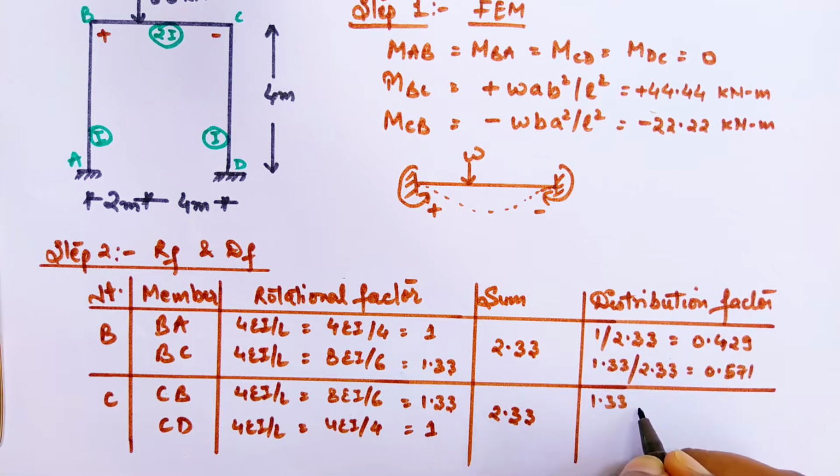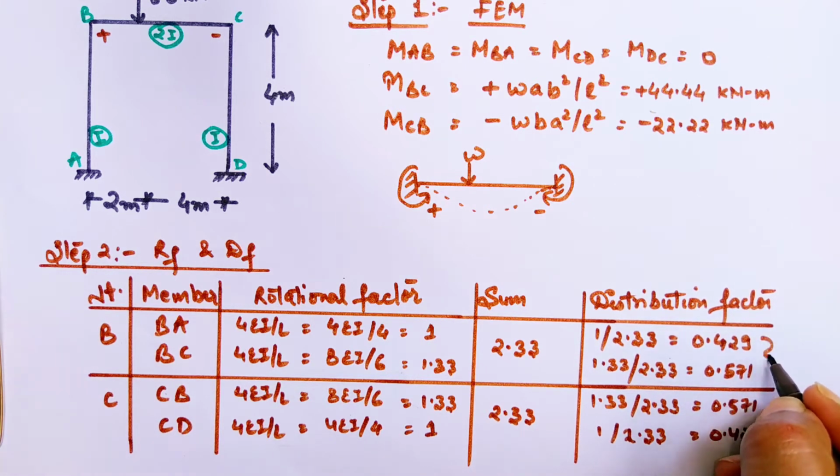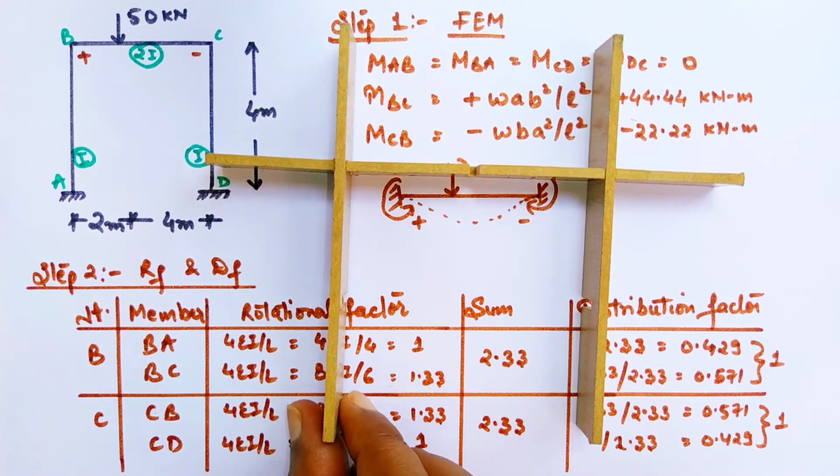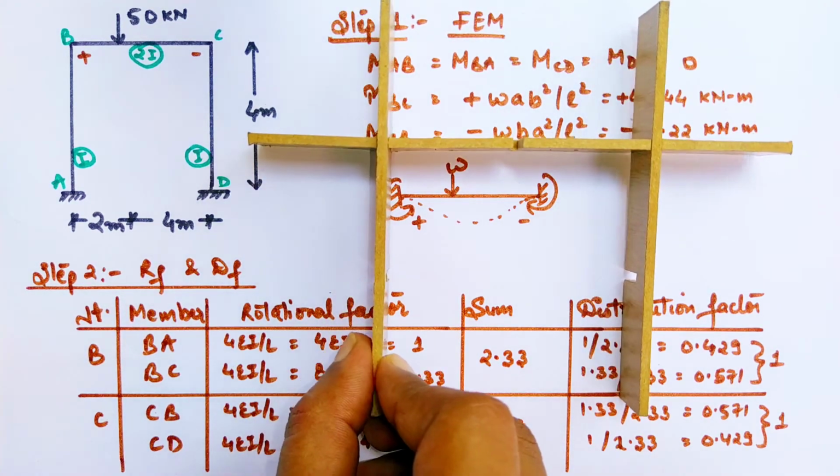Always remember, the distribution factors at one joint have to add up to 1. So adjust your decimals in such a manner that the final result comes out to be 1. So this has to be 1 and this also has to be 1. Next, this is a frame I have taken.